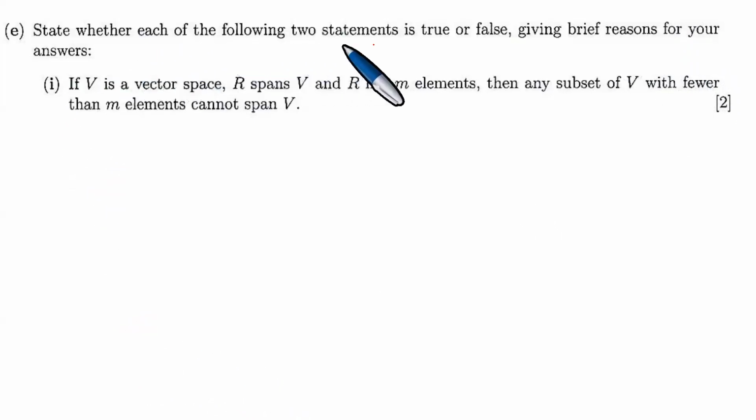Okay, state whether each of the following two statements is true or false, giving brief reasons for your answers. If V is a vector space, R spans V, and R has M elements, then any subset of V with fewer than M elements cannot span V. Okay, so state whether each of the following is true or false. Let us look at this one and think about it.